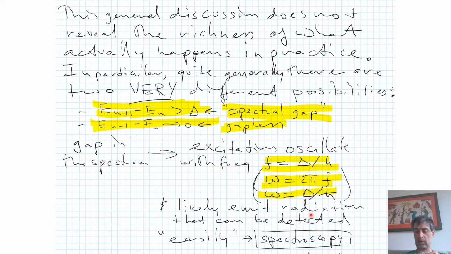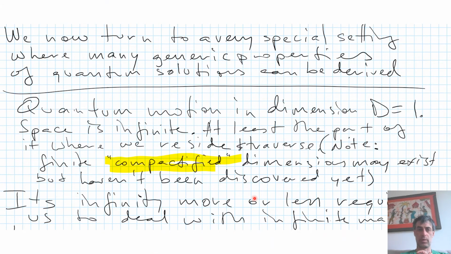And this is how quantum mechanics, as I already alluded to, initially earned its place by explaining lots and lots of spectroscopy data from atoms, for instance, and eventually molecules and so on.